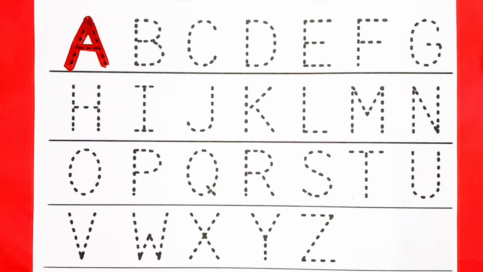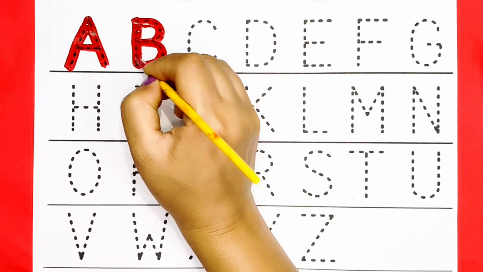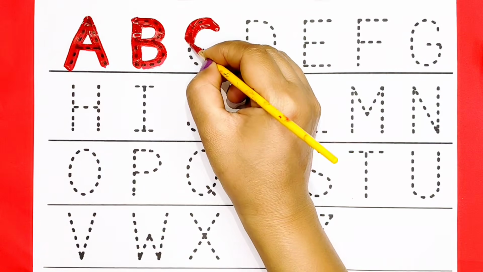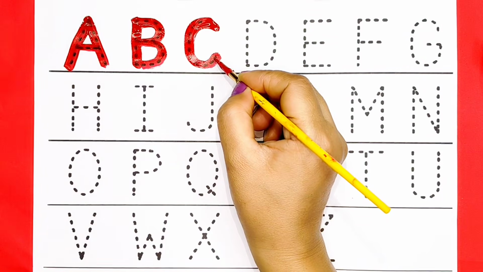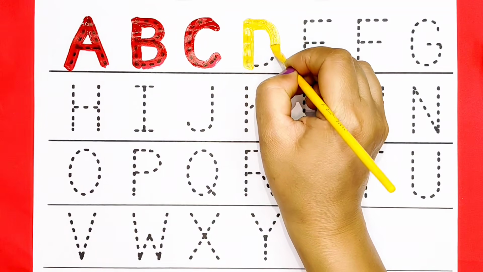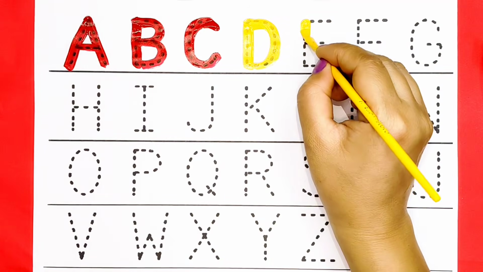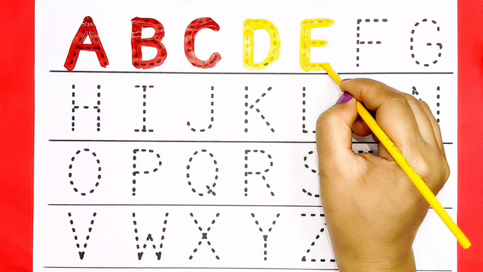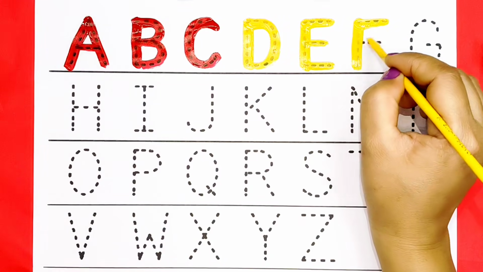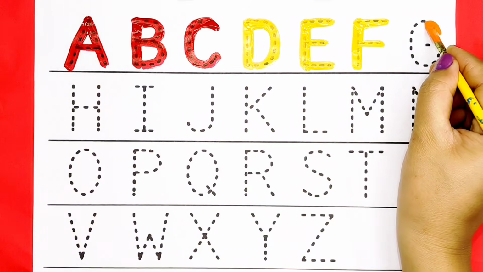A for apple. B for balloon. C for cat. Yellow color. D for dog. E for elephant. F for frog. Orange color.